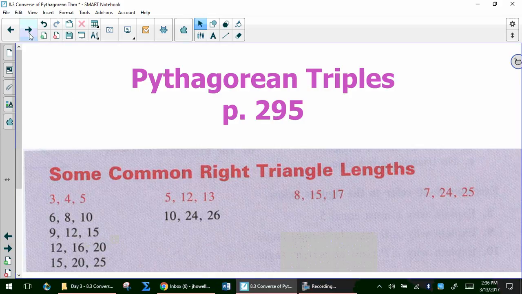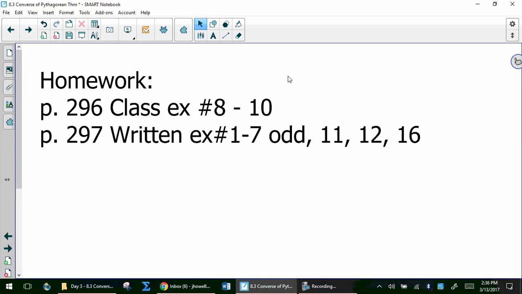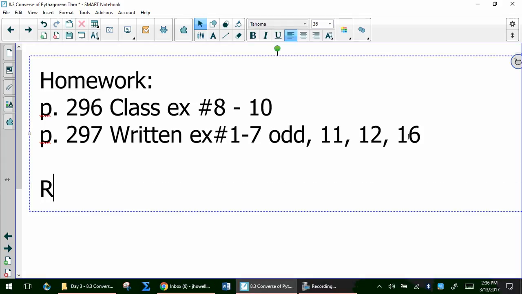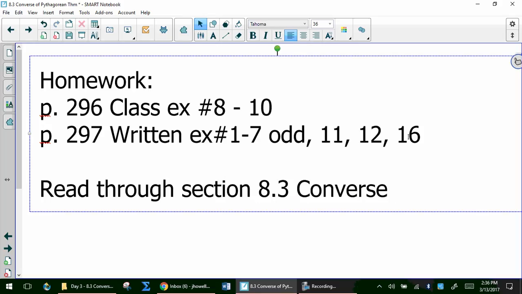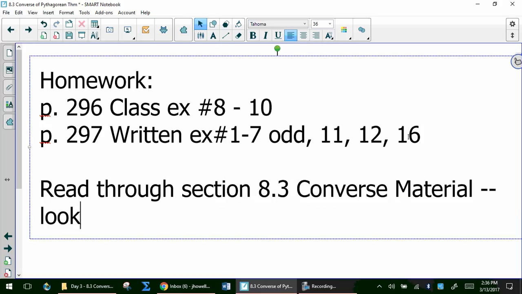But at least now you have a good amount of information to then do your homework that's due tomorrow, which will be out of the textbook. So along with this, I'm going to say read through section 8.3, the converse material, and you can look into some examples there.